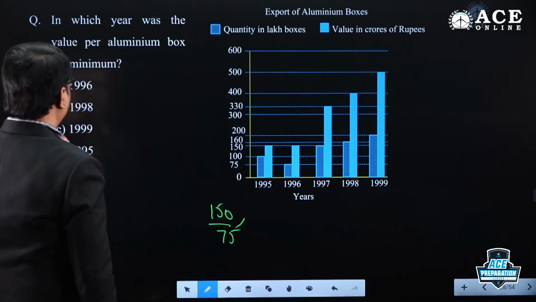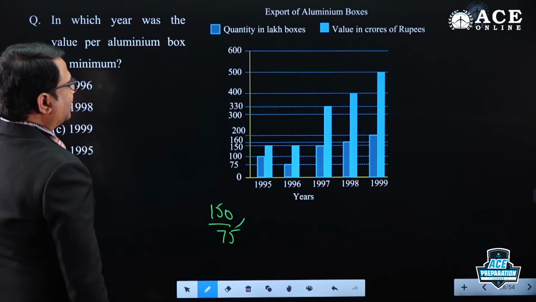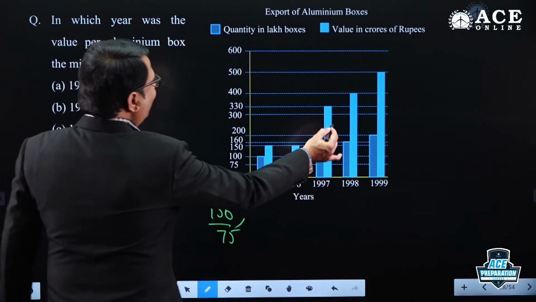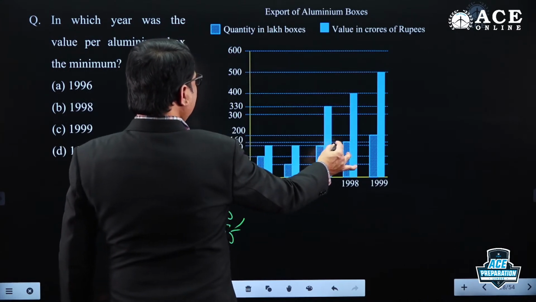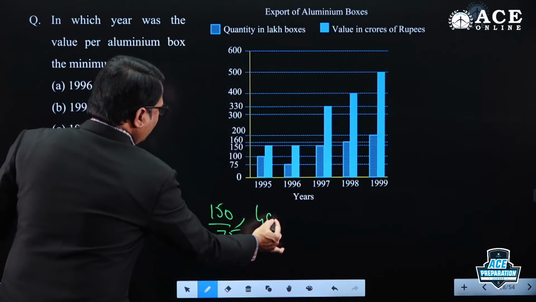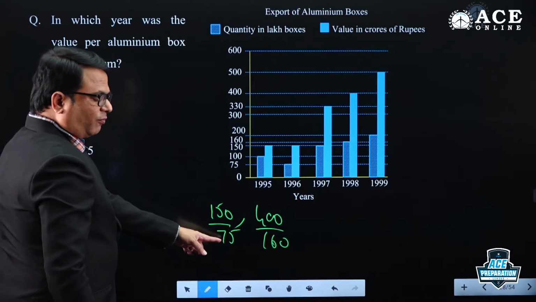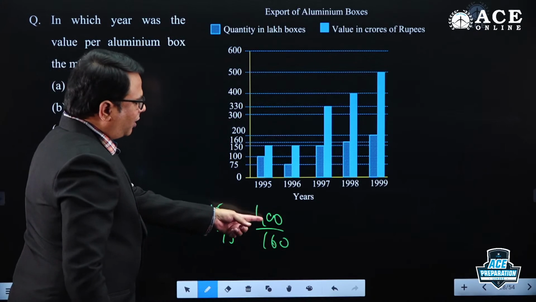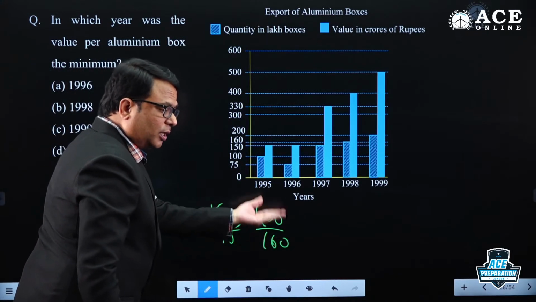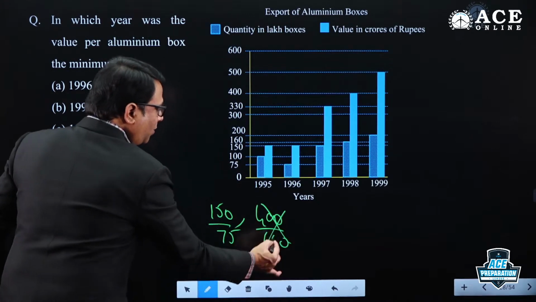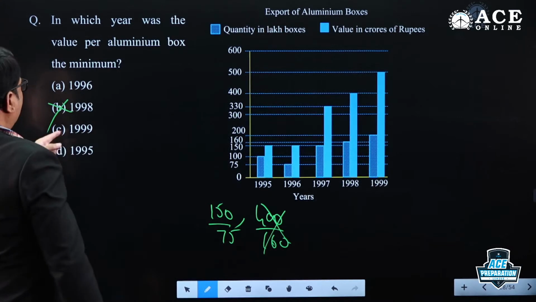This is the first option. Then second option, 1998. So in 1998, what is the value per box? 400 divided by 160. Now 150 by 75 is exactly 2, and 400 divided by 160 is more than 2. That means this cannot be minimum. Then, the second option is eliminated.